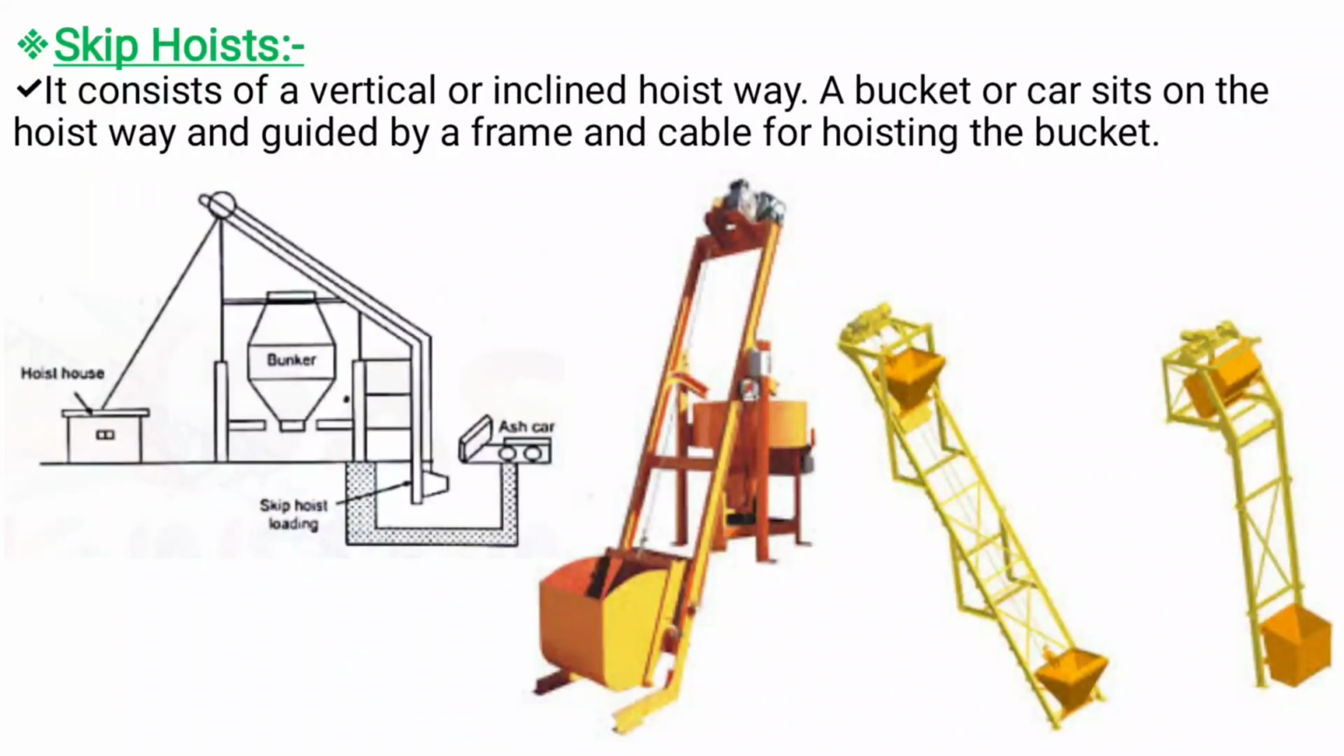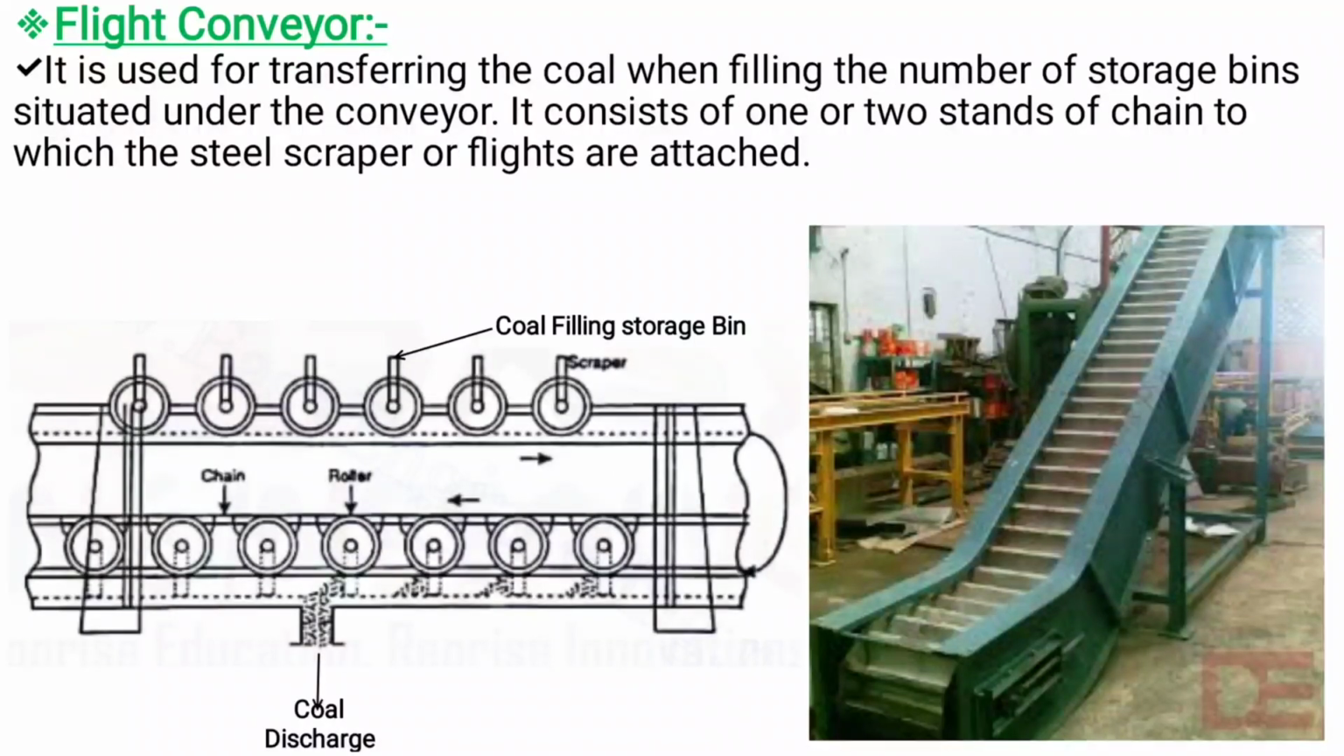Skip hoist. It consists of a vertical or inclined hoistway. The bucket or a car sits on the hoistway and is guided by the frame and a cable for hoisting the bucket. Flight conveyor. It is used for transferring the coal when filling a number of storage bins situated under the conveyor. It consists of one or two strands of chain to which steel scrapers or flights are attached.